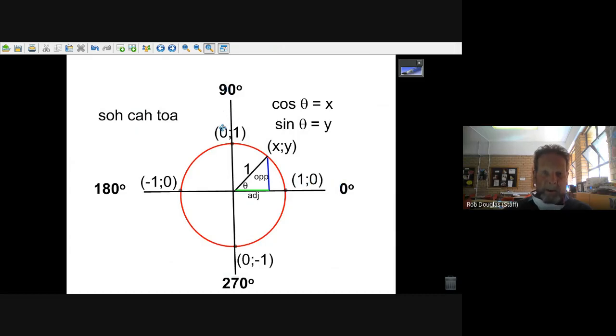The cosine of 90 degrees is 0. The cosine of 180 degrees is minus 1. We can see it's the x value. And the cosine of 270 degrees is 0. Well, that's if we're in this quadrant.